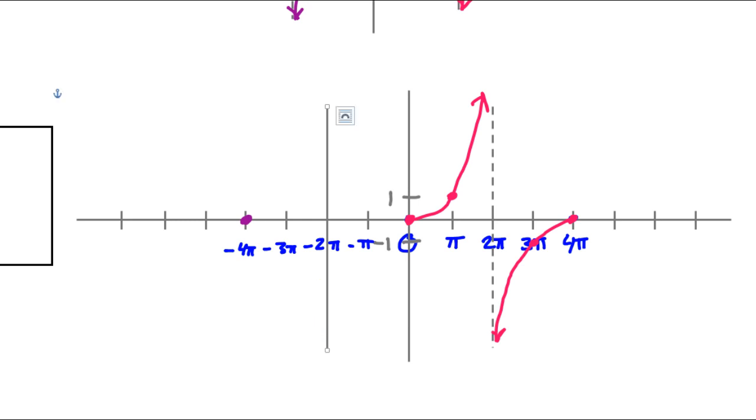Alright, my computer's being really slow all of a sudden. So great. Now I should be able to draw it.